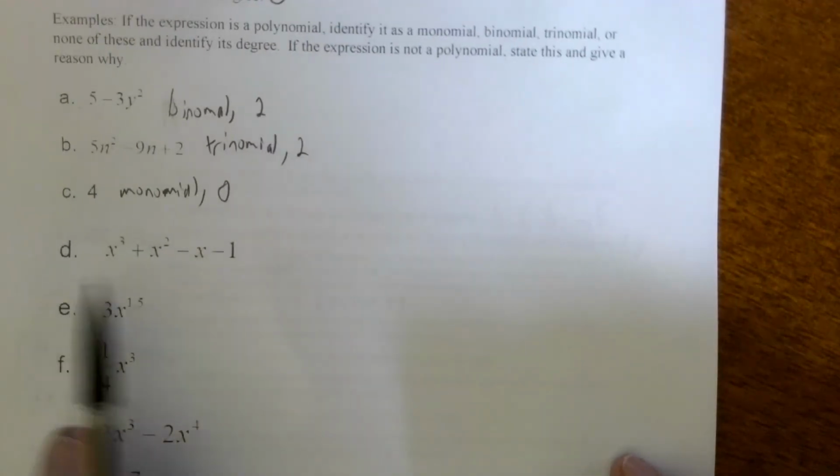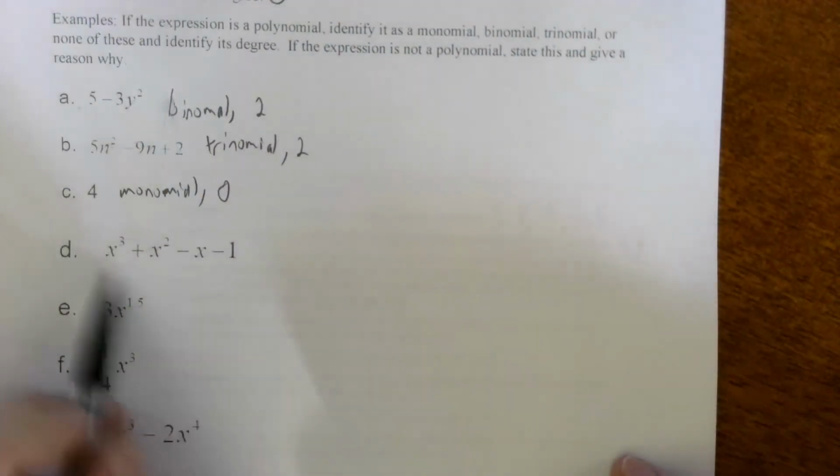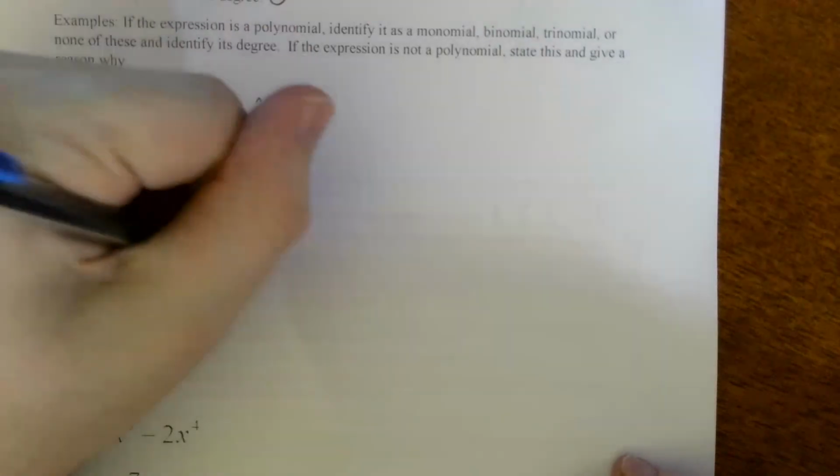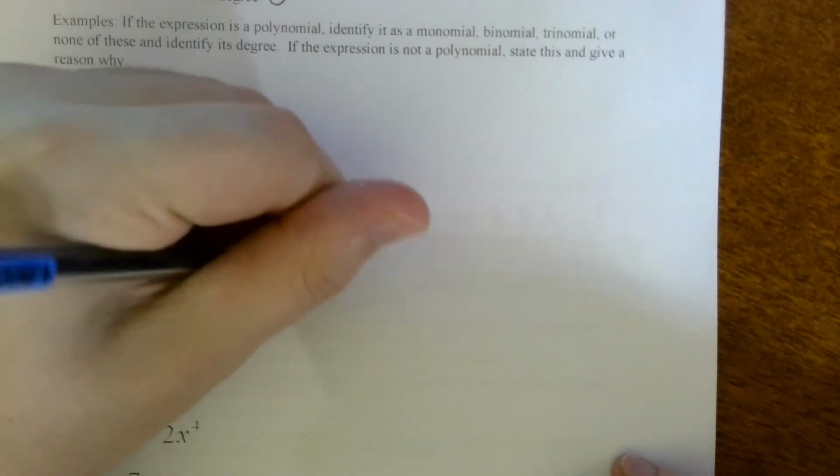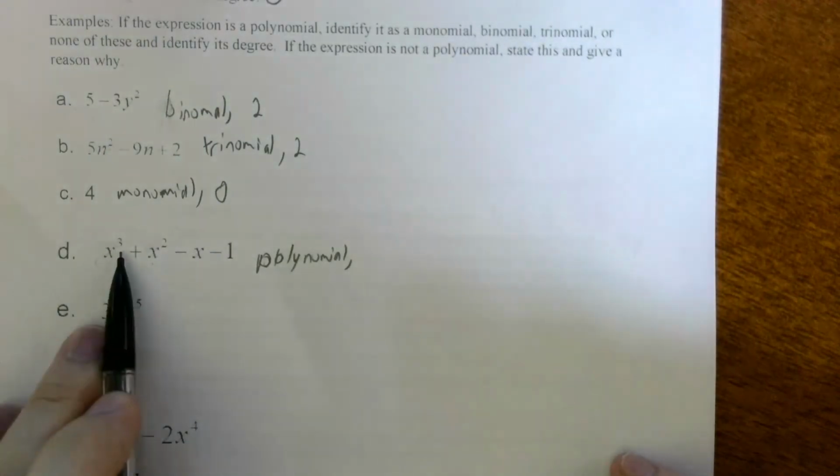The next one looks like it's just a polynomial, right? Because we have 4 terms, so we don't have a name for it. So it's a polynomial. In the highest degree here, it looks like it's 3.